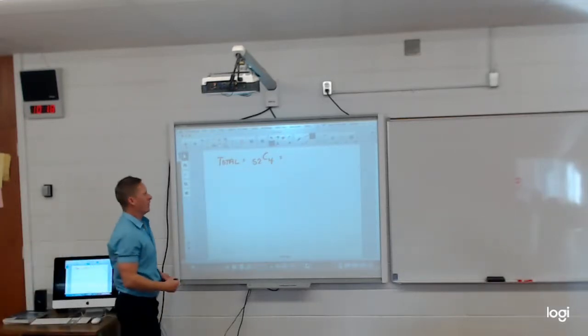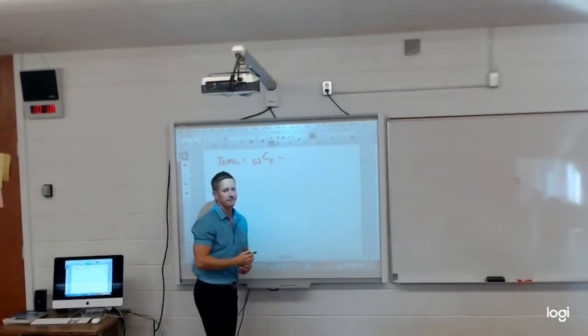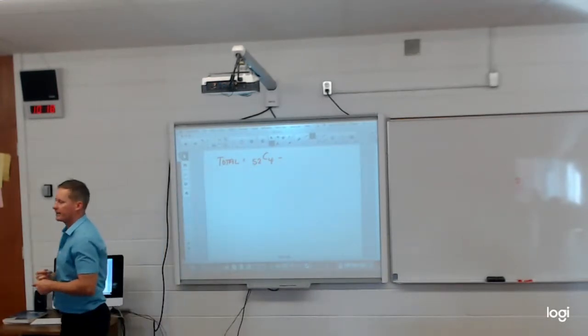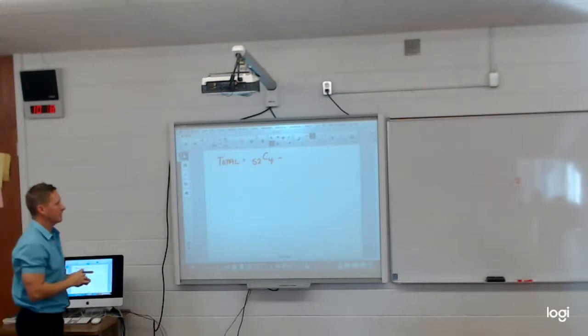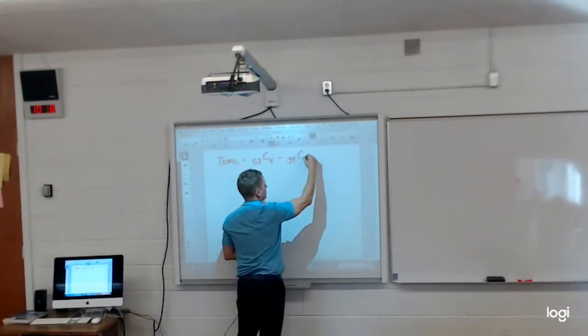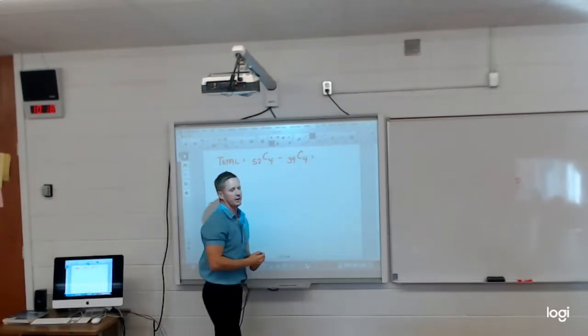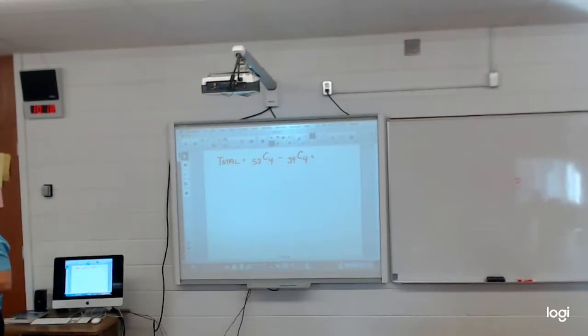Okay, so I have 52C4 here. Subtract: how many cards in the deck aren't hearts? 39. So I need to pick 4 cards from the rest of them. There's your answer to your question. Because it's "at least," it's easier to do it this way.